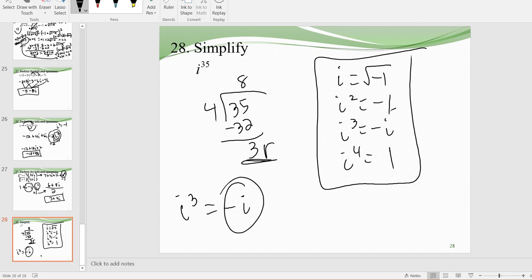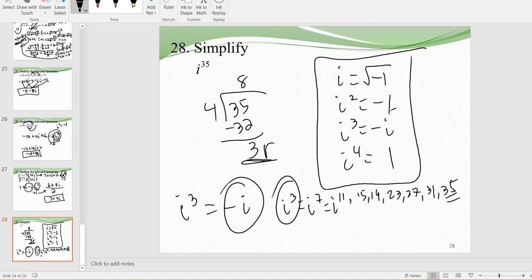Check it. If I were to keep going, i to the third is the same as i to the 7th, i to the 11th, 15th, 19th, 23, 27, 31, 35. What did we do? We just took out all those groups of 4 that didn't make a difference, and what was remaining was our answer.